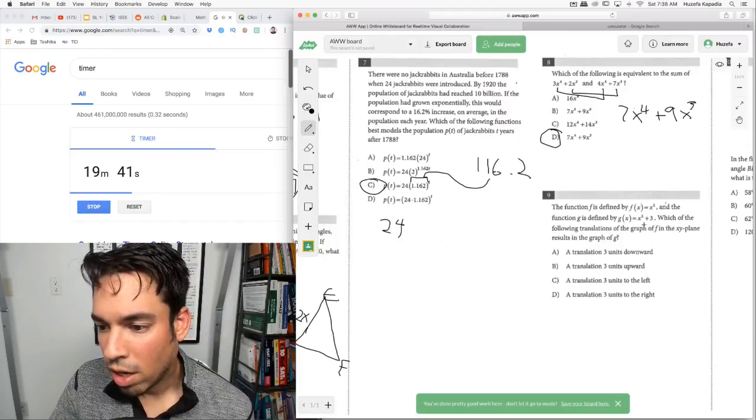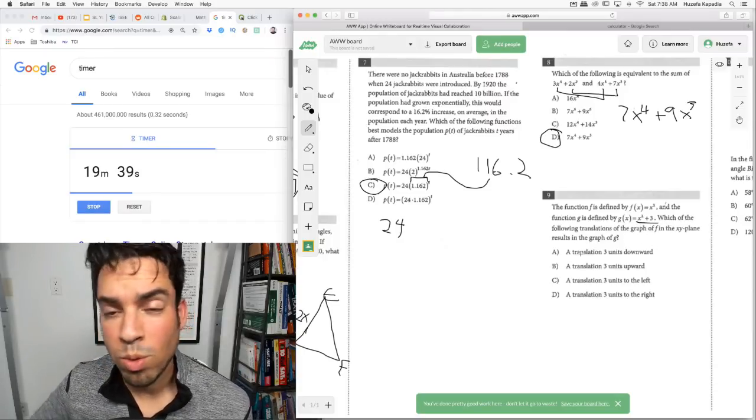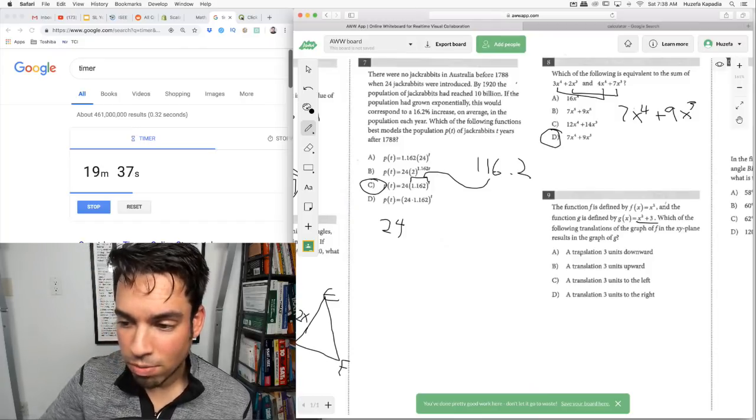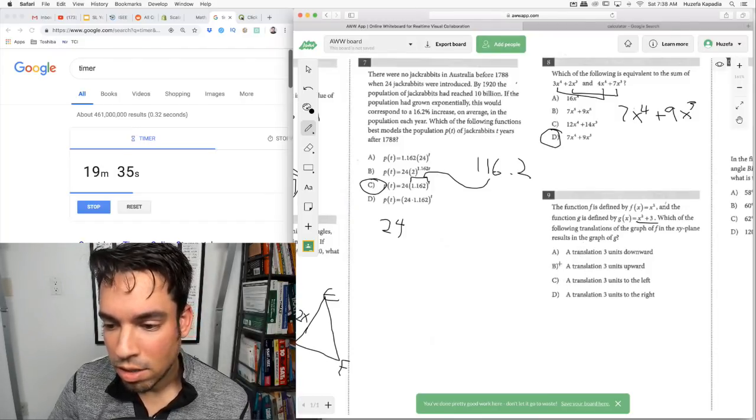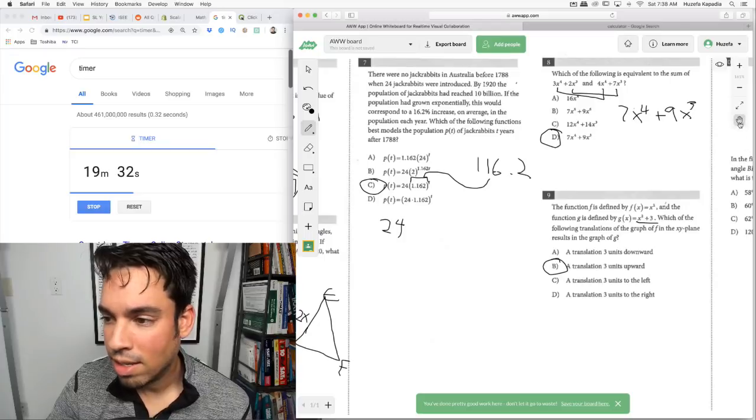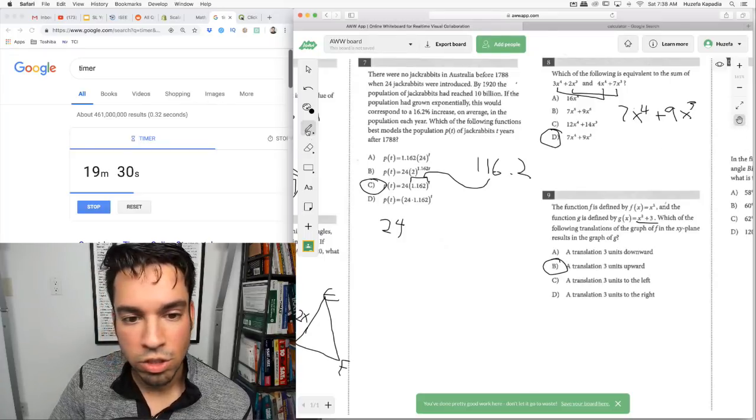are the graphs? Okay, this is a translation. When we're adding 3 to the outside of the function, to the whole function, we're just going up by 3. That's it. 3 units upward. That is all you need to know. All right, see, it's glitching.